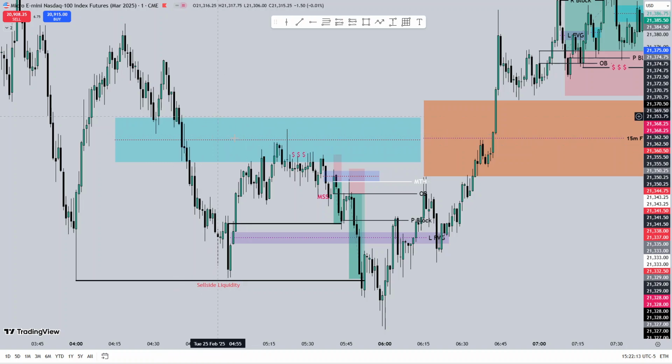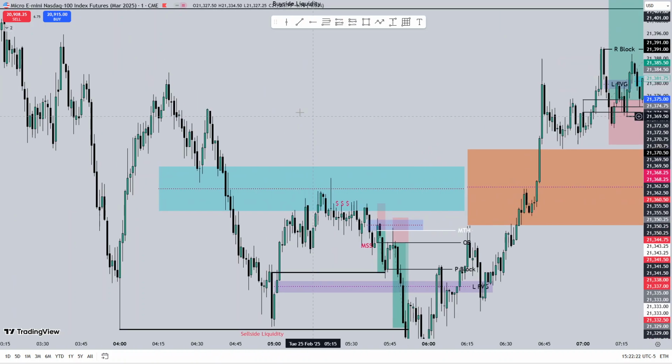On the 15 minutes chart, this is the 15 minutes fair value gap. The market simply traded the higher time frame 15 minutes fair value gap, and over here all the buy side liquidities were taken, no more buy side.